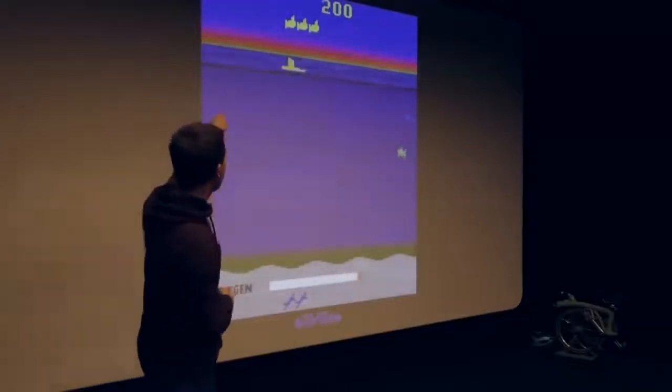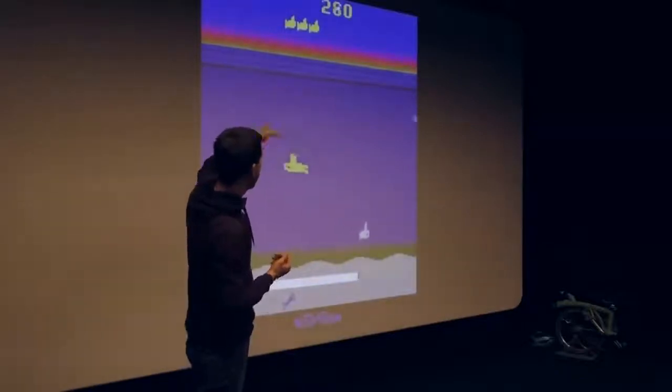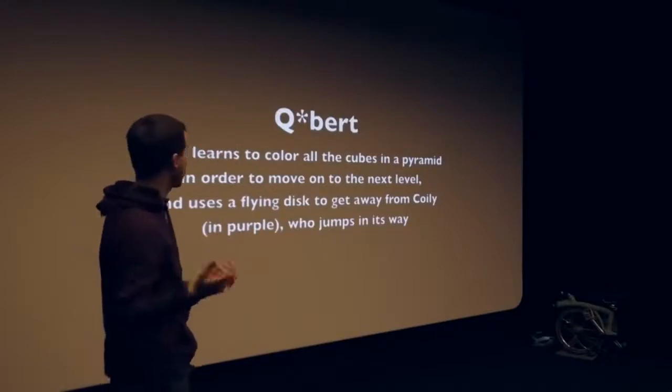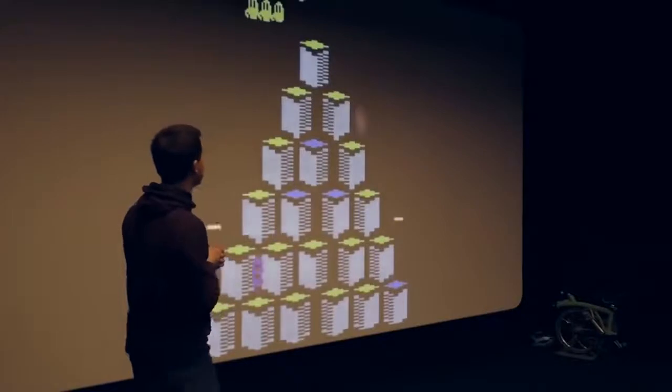So this game is Seaquest. Here you'll notice it has to do delayed decision making. It has to go up to the top, fill up with fuel, which doesn't get it any score, so that then it can go back and shoot all these different monsters and fish and sharks, and go back and get more score.